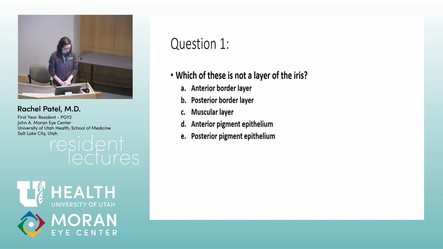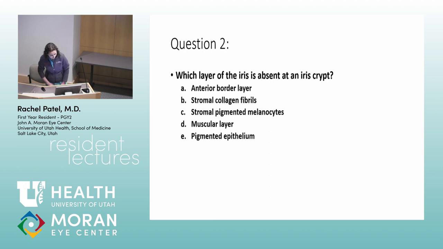Which of these is not a layer of the iris? There's an anterior and posterior pigment epithelium, but no posterior border layer. Which layer of the iris is absent at an iris crypt? Anterior border. So the crypt forms when the anterior border layer is not there and allows the indentation to form.